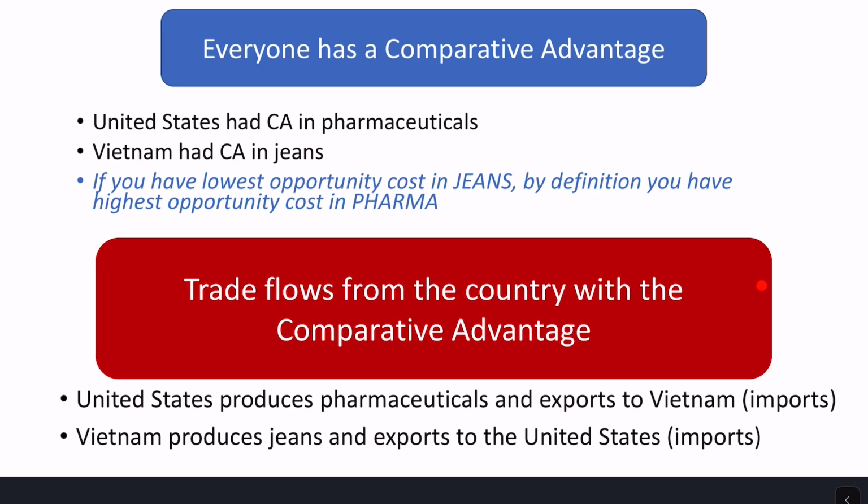Trade is going to flow from the country with the comparative advantage. What that means is that the United States produces those pharmaceuticals, the product it has a comparative advantage in, and it exports it to Vietnam. And we're going to call those Vietnamese imports. Vietnam's going to produce the genes, and they're going to export them to the United States. The United States is going to import those genes.